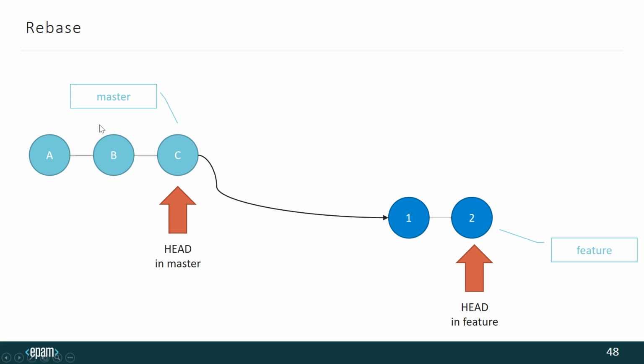Imagine the following situation. We have a master which contains 3 commits, and the head obviously is pointing to the very last one. And from the master we've got this feature branch which has 2 more commits. So what happens here? Some developers continue committing to the master, meaning that there are people who continue making some useful changes in the master, which results in commits D and E. And here I'm working in the feature branch where I have commits 1 and 2.